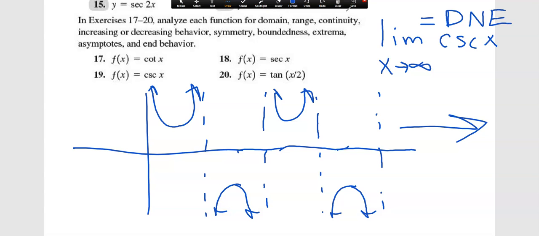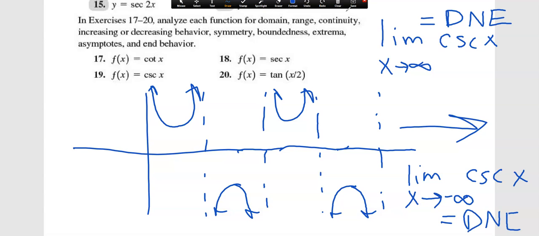Limit does not exist. What about the limit as x goes to negative infinity? Hey, good job. You figured out the other side doesn't exist either. Awesome. Those are the end behaviors. What happens at the far right and the far left side of the graph?